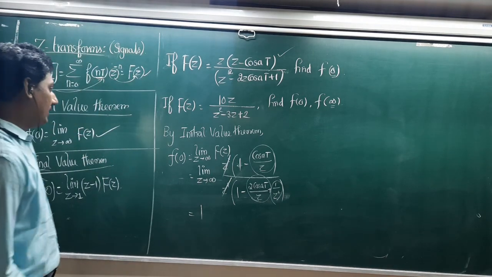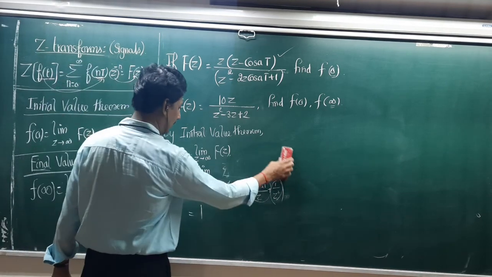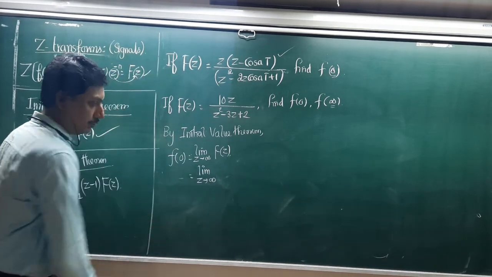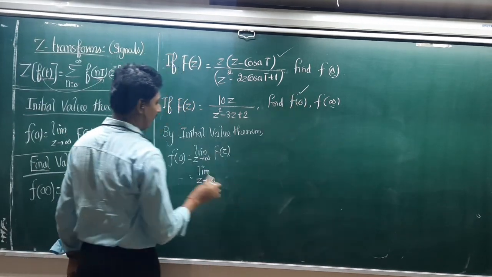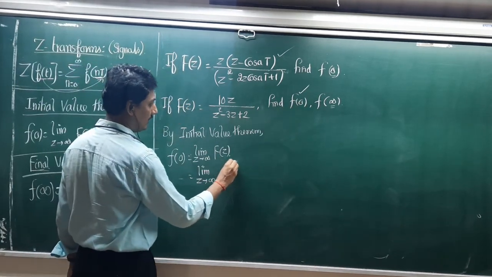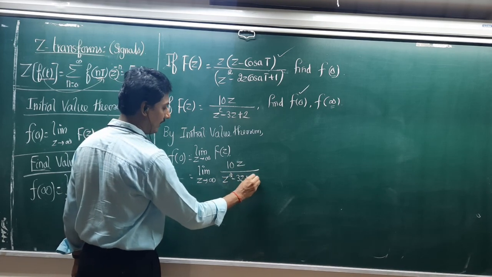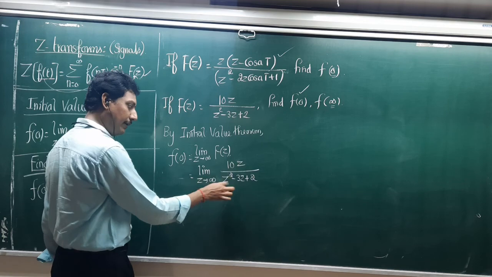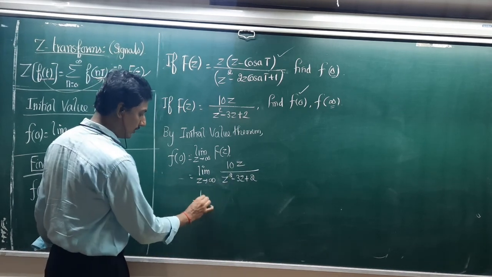What about the second sum? The second sum is 10z by z square minus 3z plus 2. The same idea. So when I use the f of z, 10z, what's the f of 0? By using the initial value theorem, it is 10z by z squared minus 3z plus 2. If you apply infinity directly here, infinity by infinity is infinity only. So there is a contradiction. So we don't do it like that. What are we going to do then?